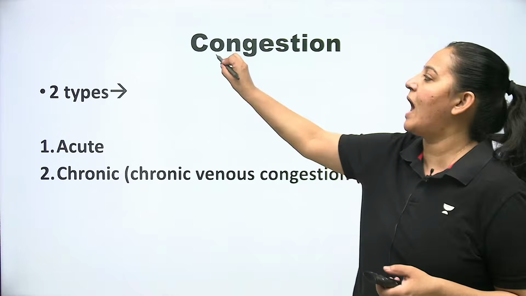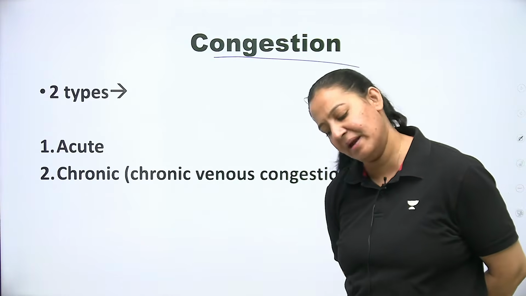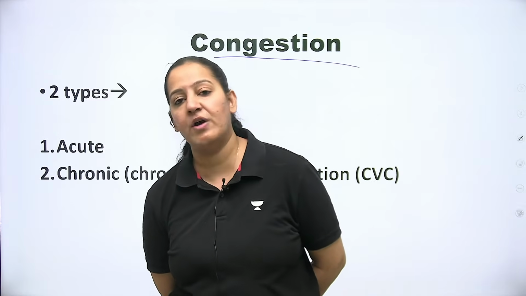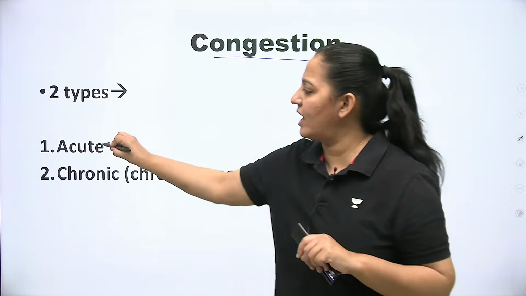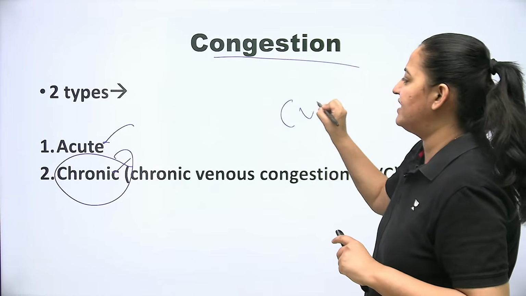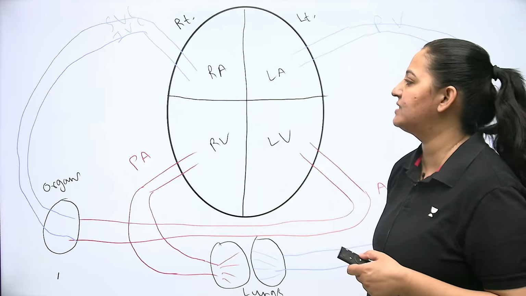In our MBBS syllabus, we have to study congestion. We don't have to study hyperemia in detail. The hyperemia definition is sufficient. You should know the definition of hyperemia, good. But congestion you have to study in detail. Congestion again occurs of two types, acute and chronic. The chronic one is important. It is known as CVC, chronic venous congestion, which is an important topic for your exam.